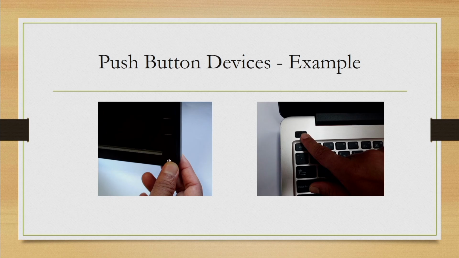It is in fact all around us. For example, look at these figures. The left figure shows the switch on off button of a computer monitor, and the right figure shows the on off button on a laptop. So, these buttons are push buttons. We push it to switch it on or again push it to switch it off, and we see such push button devices all around us.